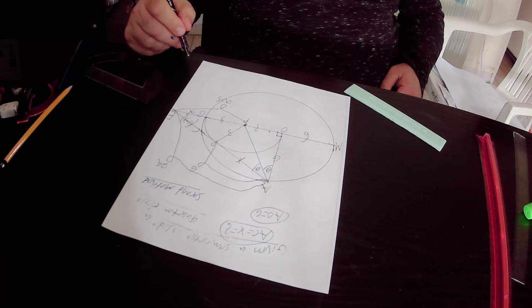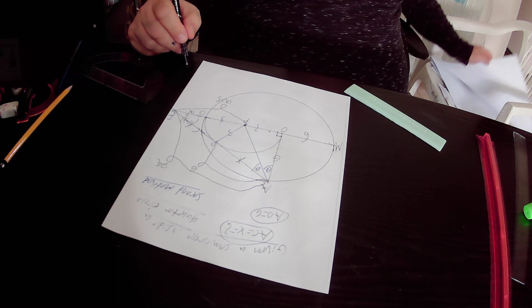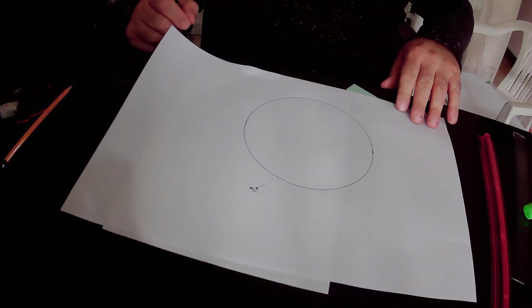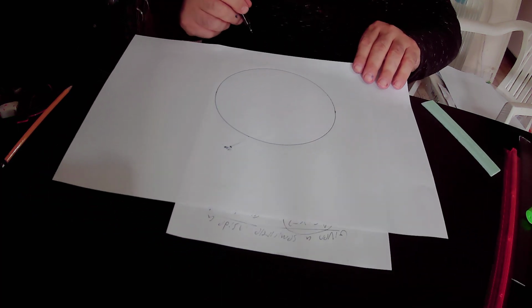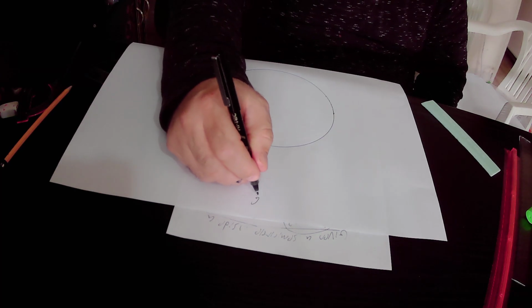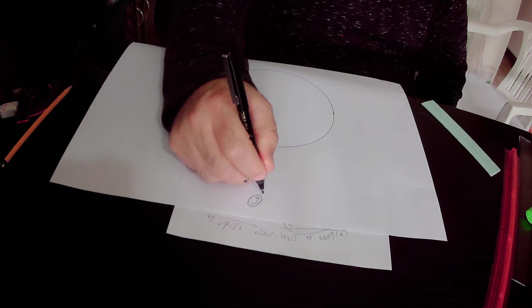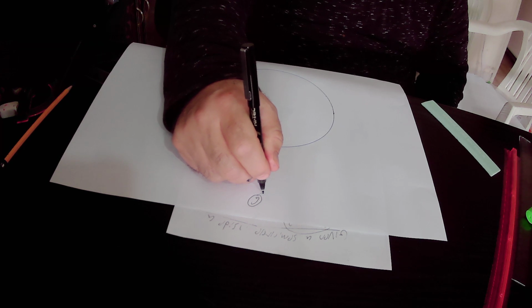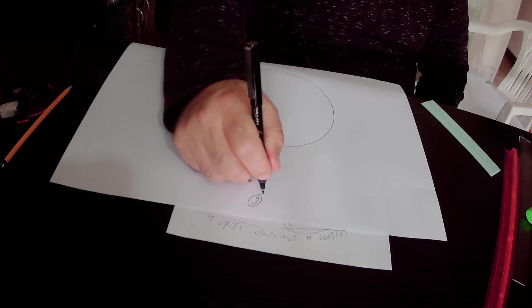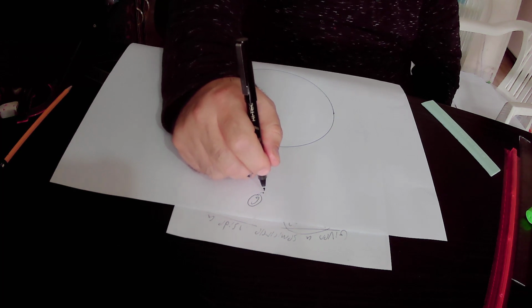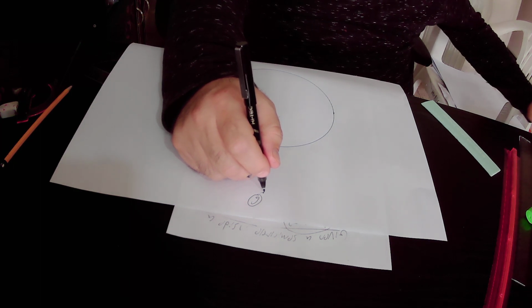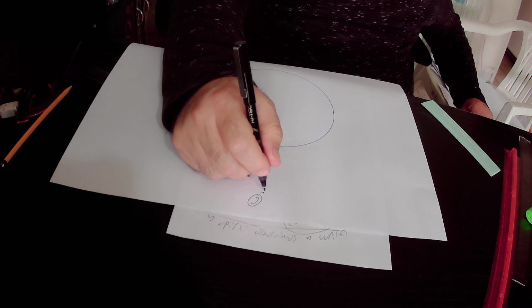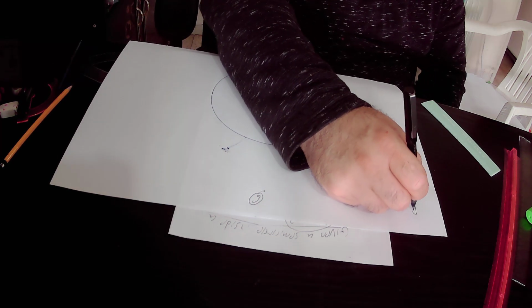Okay, in the next step, I will present to you a new law, a new rule that relates to two chords that intersect with each other outside the circle. Okay, so it will be actually rule number 3.